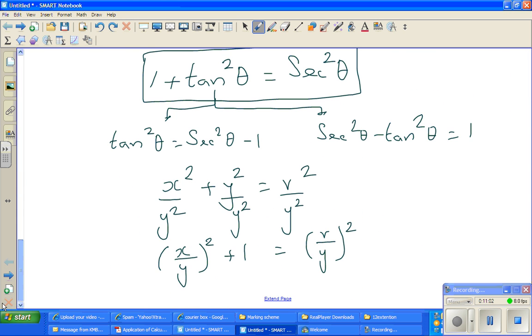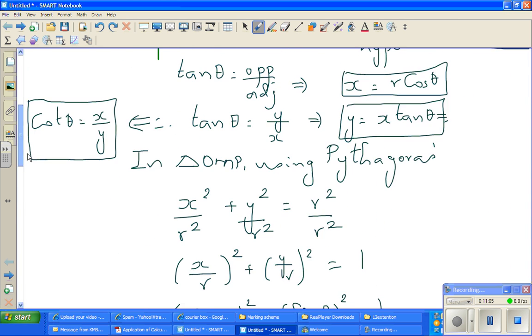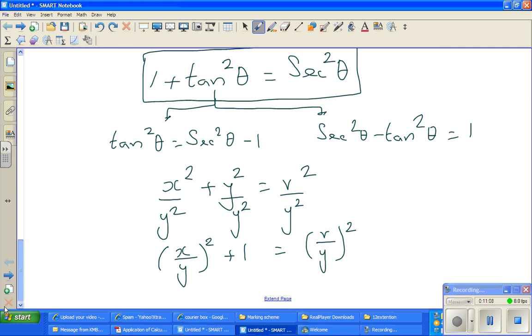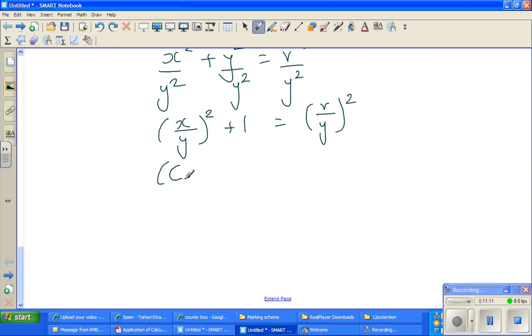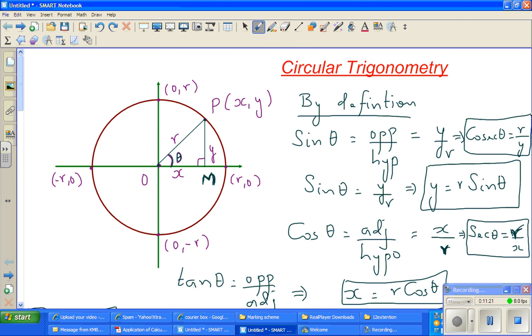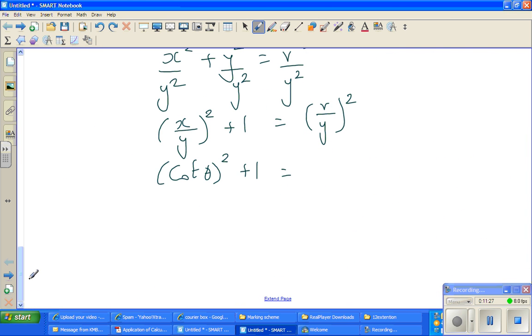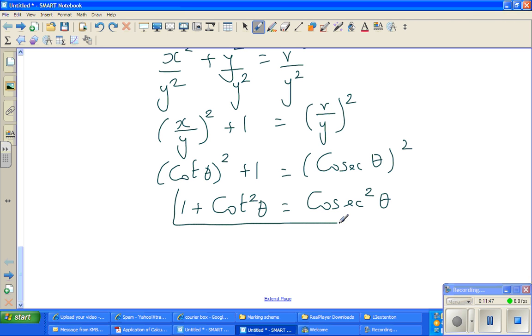So here, what can we write? What is x over y? X over y, I just showed you, is cot, cotangent. So this is cot theta squared plus 1 is equal to r over y. What is r over y? Let me take you back. It is cosecant. So this is cosec theta the whole squared. So this is written as 1 plus cot squared theta is equal to cosec squared theta. This is again a very important identity.